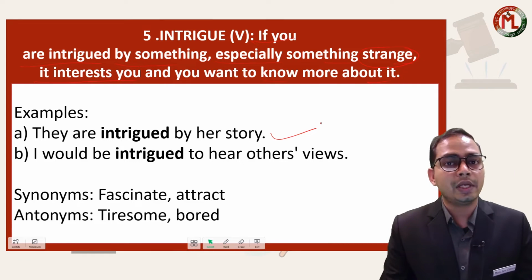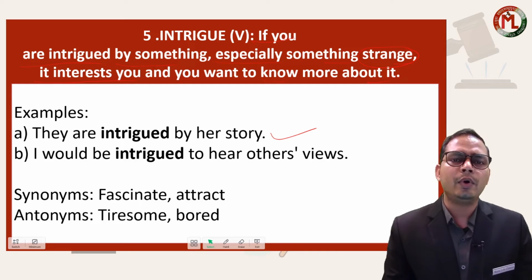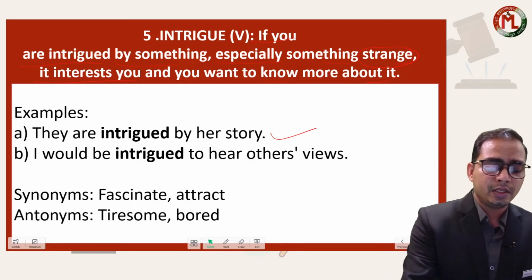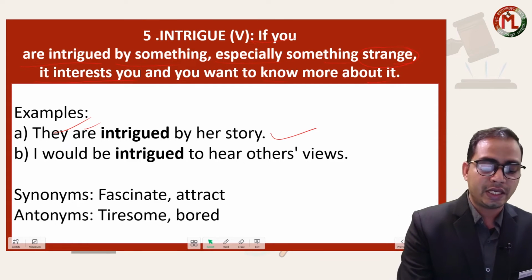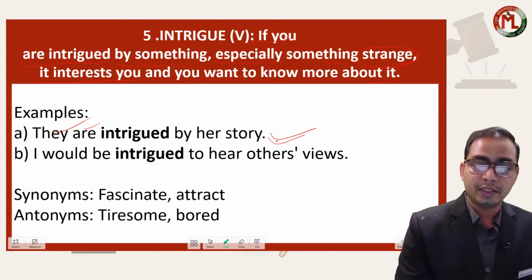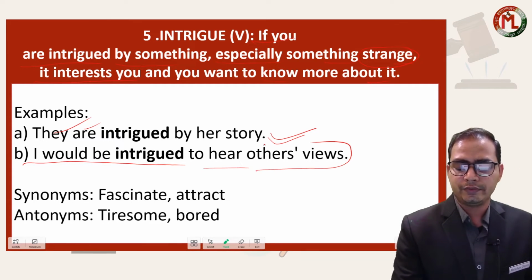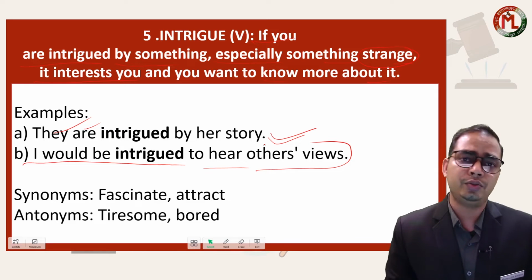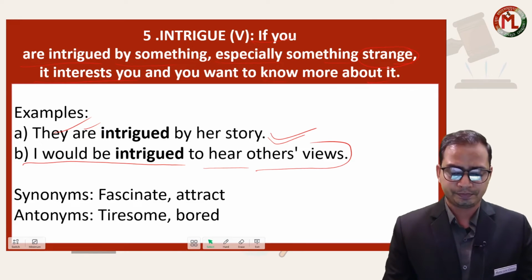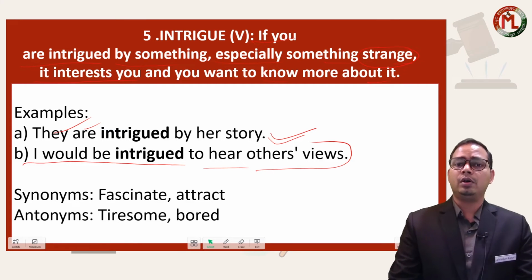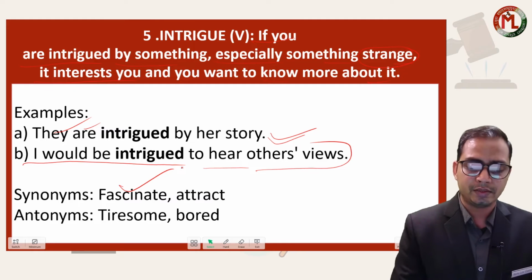कभी कभी कोई स्टोरी आप सुनते हो, आपको बहुत ज़्यादा दिलचस्पी आ जाती है उस स्टोरी को सुनकर, आप बहुत ही ध्यान से सुनते हो. So intrigue means something which is very very दिलचस्प, कोई बहुत ही ज़्यादा इंटरेस्टिंग चीज़ है. So they are intrigued by her story. The second example is I would be intrigued to hear others' view. Sometimes you need to listen to others' view as well to strengthen your opinion or to know whether you are wrong or right. So the synonyms are fascinating or fascinate because it is a verb.